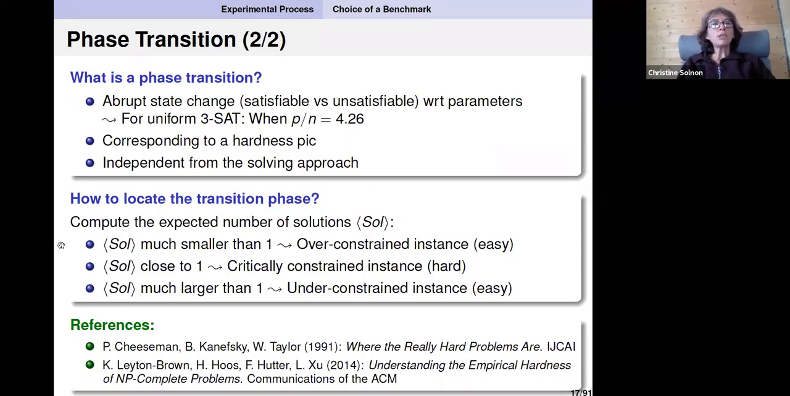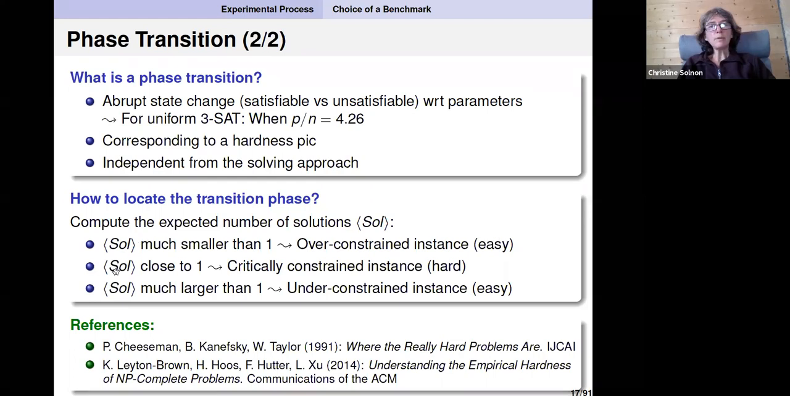So an interesting question is how to predict where the transition phase is, as this region contains the most difficult instances. To answer this question, you simply have to compute the expected number of solutions. When the expected number of solutions is much smaller than 1, you have over-constrained instances and you are in the easy infeasible region.